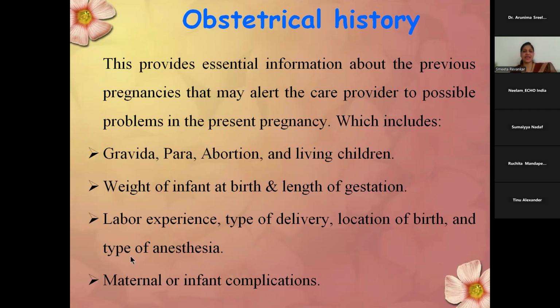Labor experience, type of delivery, location of the birth, whether it was a home delivery or an institutional delivery. For institutional delivery, we have to ask whether it was at the PHC, the sub center, or a tertiary care center, and the type of anesthesia used if she has undergone cesarean. Any maternal and infant complications that have arisen, that we have to ask.